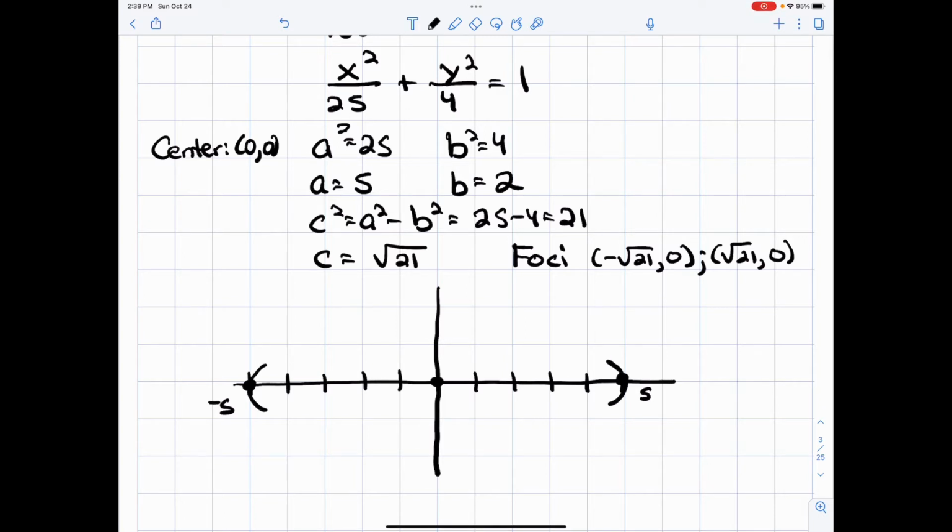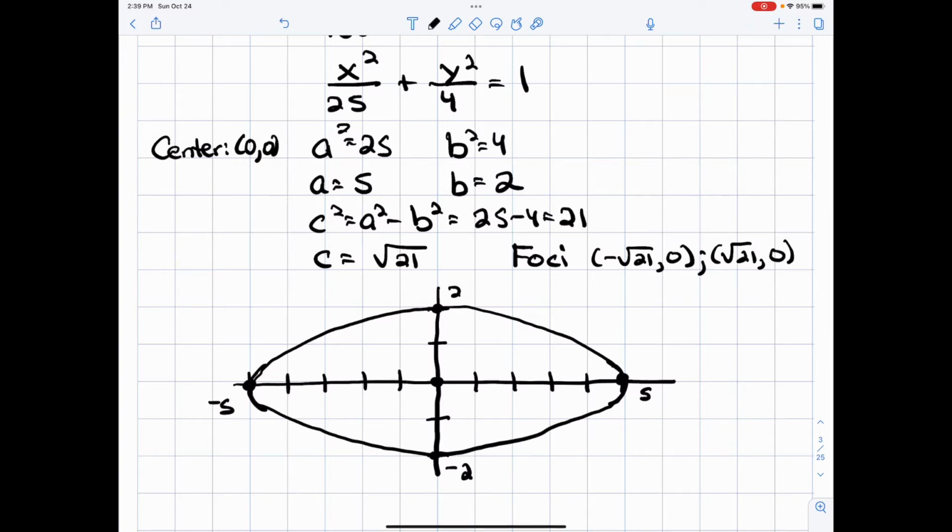And then since b is 2, we're going to go up 2 from 0 and down 2 from 0. So that's the endpoints of our minor axis. And once we have the vertices, or endpoints of the major axis, and then the endpoints of the minor axis, we can just go ahead and connect the dots, drawing as good a nice flattened circle as we can, kind of a football shape, basically.